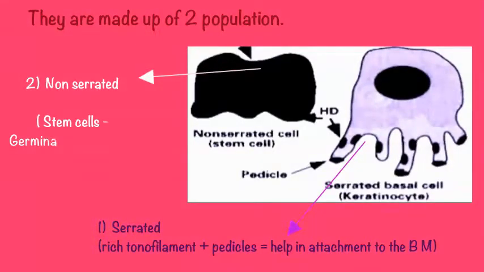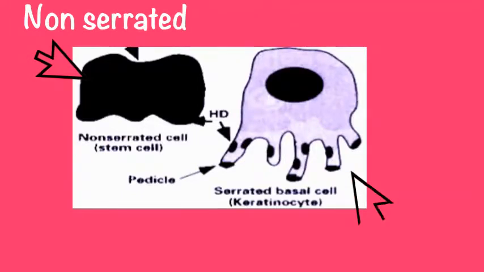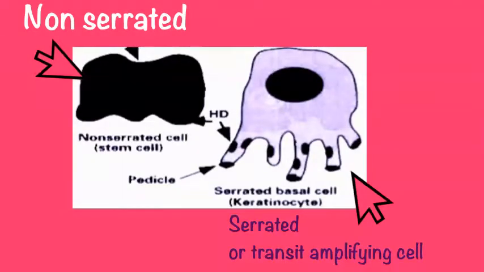This small stem cell is only germinative. This is the non-serrated stem cell, and this is the serrated basal cell. It is also known as transit amplifying cells.